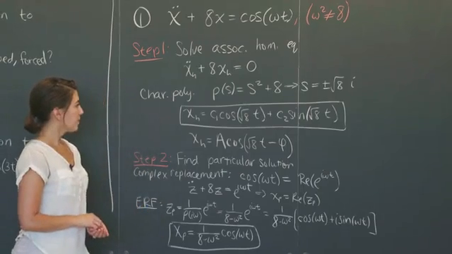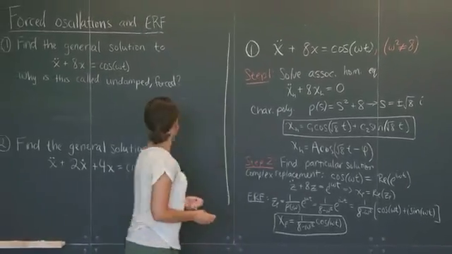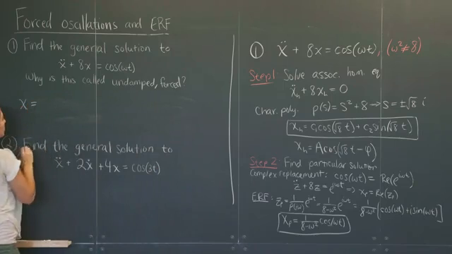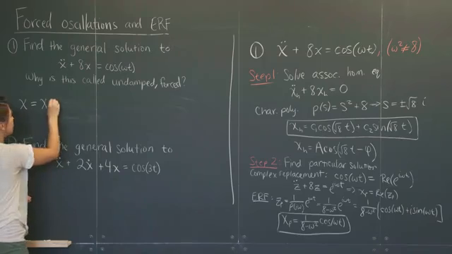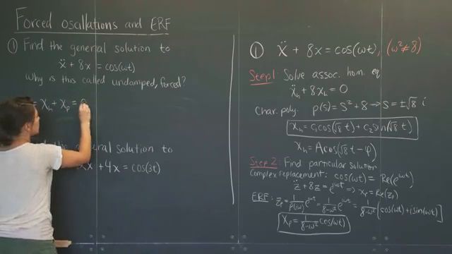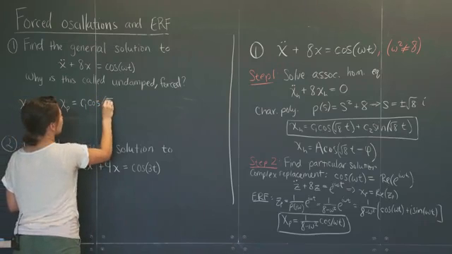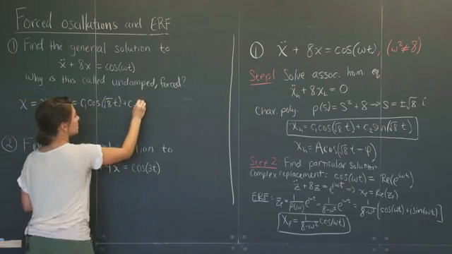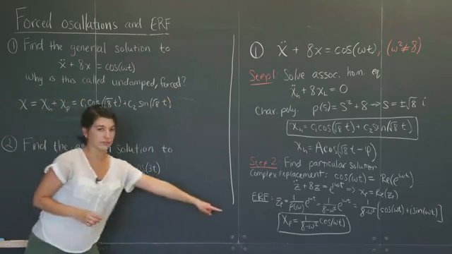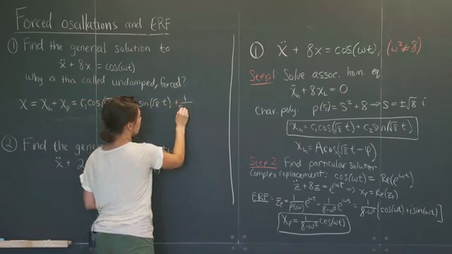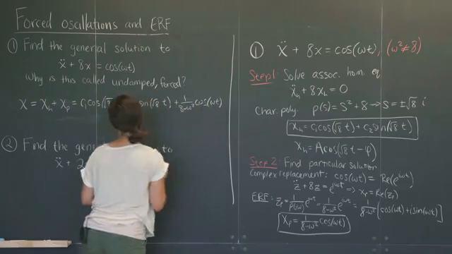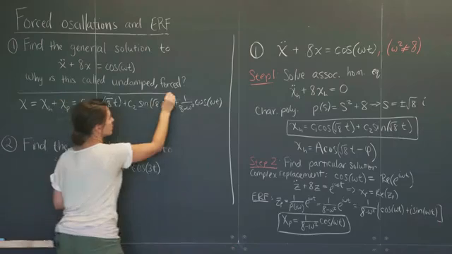Okay, so now we can actually write down the general solution, which I'll write over here. So the general solution x is equal to the solution to the homogeneous equation plus the particular solution. So we get x sub h was c1 cosine square root of 8t plus c2 sine square root of 8t. And then we add x sub p, our particular solution, plus 1 over 8 minus omega squared times cosine omega t. So this is our general solution for number 1.